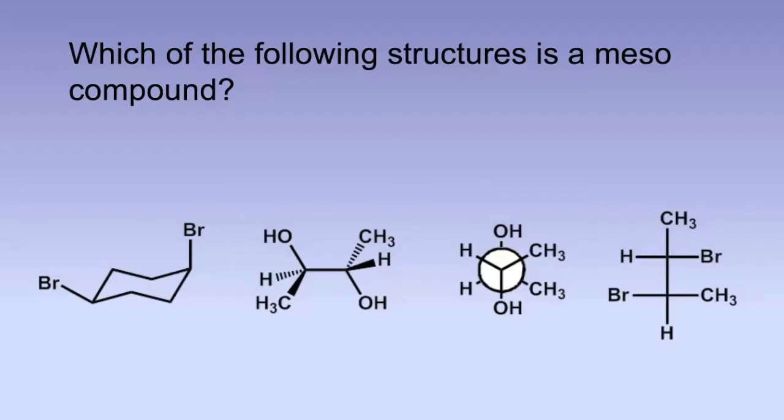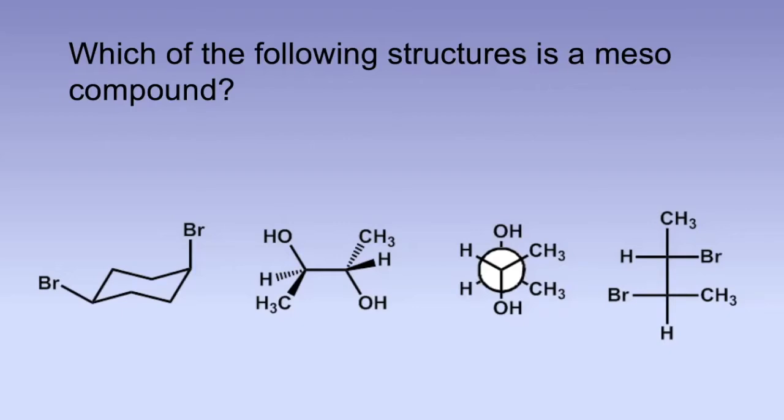Welcome to the video on how to solve a stereochemistry problem using the model kit. This question asks, which of the following structures is a meso compound? Remember, a meso compound is a diastereomer that has two stereocenters that are actually mirror images of each other. So a meso compound is not optically active and it has a plane of symmetry. So basically this question is asking, which of the following structures have a plane of symmetry?